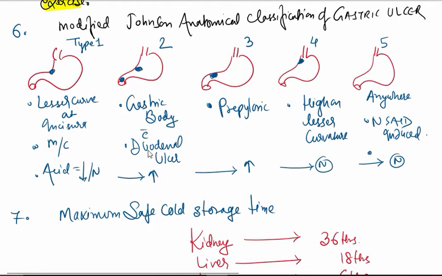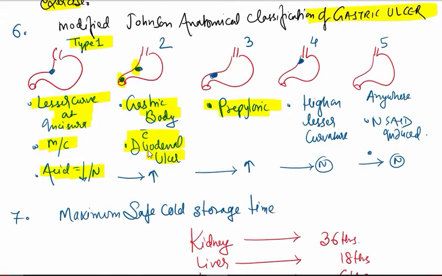So we see these 5 different stomach conditions, and this is the modified Johnson anatomical classification for gastric ulcer. So type 1 is on the lesser curvature at the incisura, and this is the most common one. Here the acid content is less or normal. Type 2 is on the gastric body, and this is with duodenal ulcer. So gastric body and duodenal ulcer, type 2.